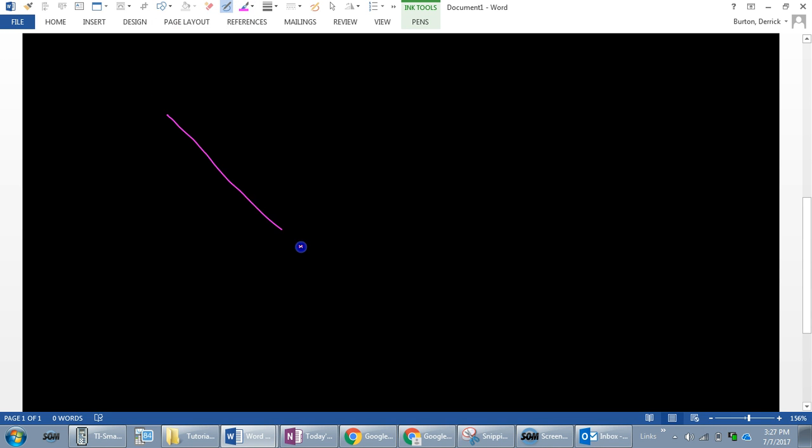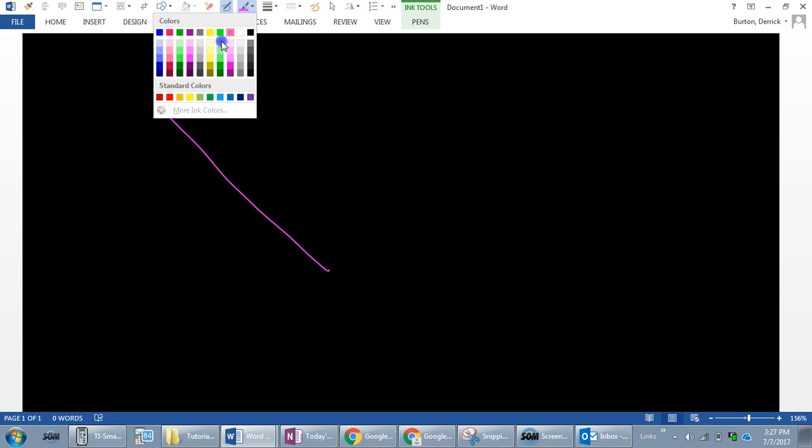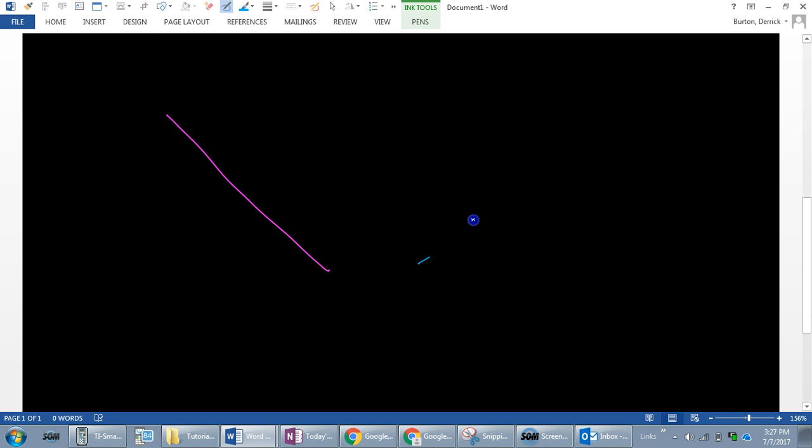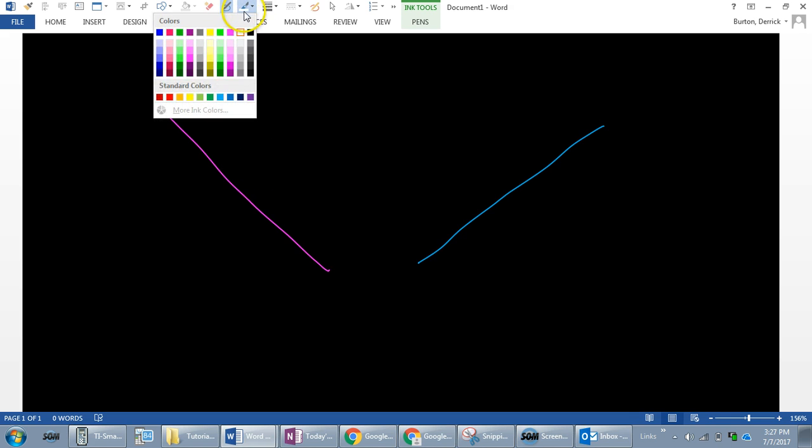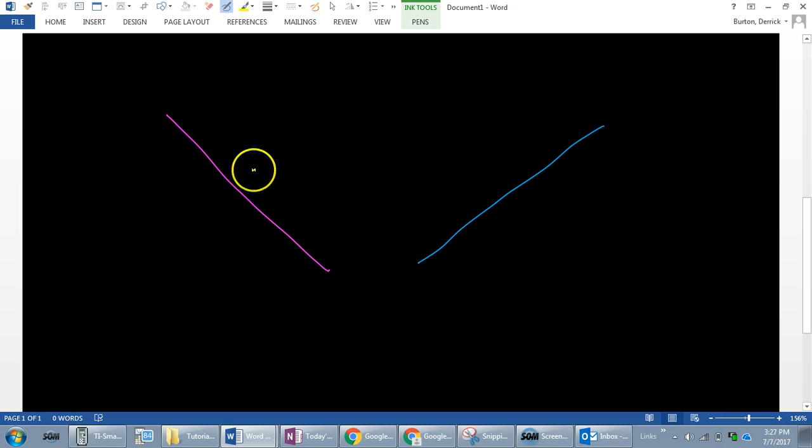Okay, so again, we have our pink line and our blue line. Which one of these has a positive slope? The pink line or the blue line? Which has a positive slope? Blue. The blue line has a positive slope. Okay? The pink line has a negative slope.